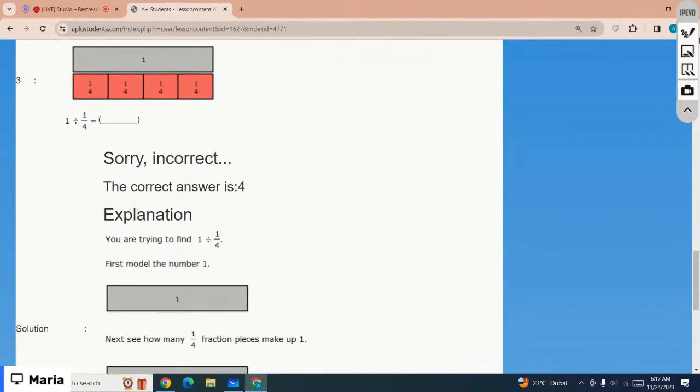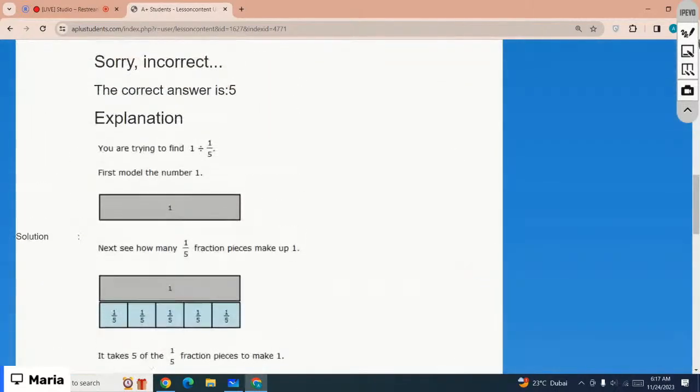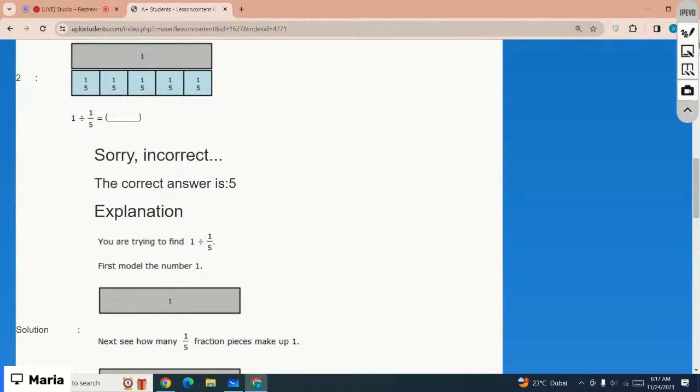Okay, the next one is 1 divided by 1 by 5. You have to use this model, right? You can see this is 1. And here you have 1 by 5, 1, 2, 3, 4, 5. If you combine 5 one-fifths together they make 1, right? So that means 1 divided by 1 by 5 equals, if you divide 1 into 1 by 5, they make 1, 2, 3, 4, 5. So the correct option is 5, right?